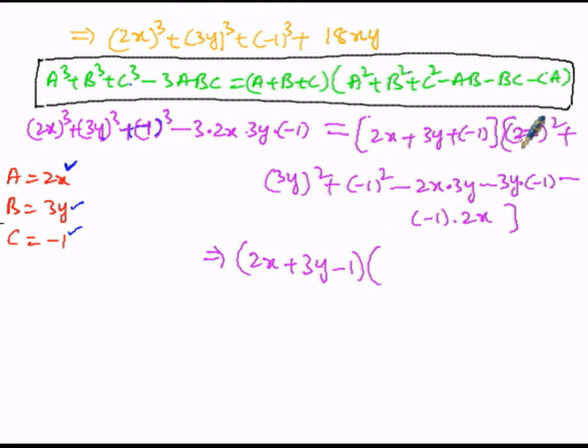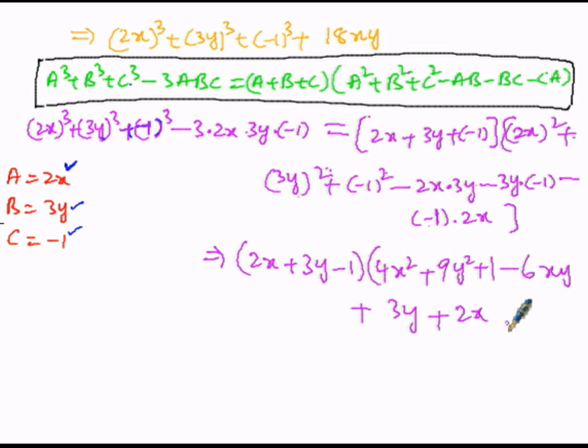So that implies (2x + 3y − 1)((2x)², 2 square value is 4 and x square, plus (3y)², 3 square value is 9 and y square, plus (−1)², minus of minus is plus, 1 square value 1, minus 2·3 is 6, x into y is xy, minus of minus is plus, 3y into 1 is 3y, minus of minus is plus, 1 into 2x is 2x, bracket close.